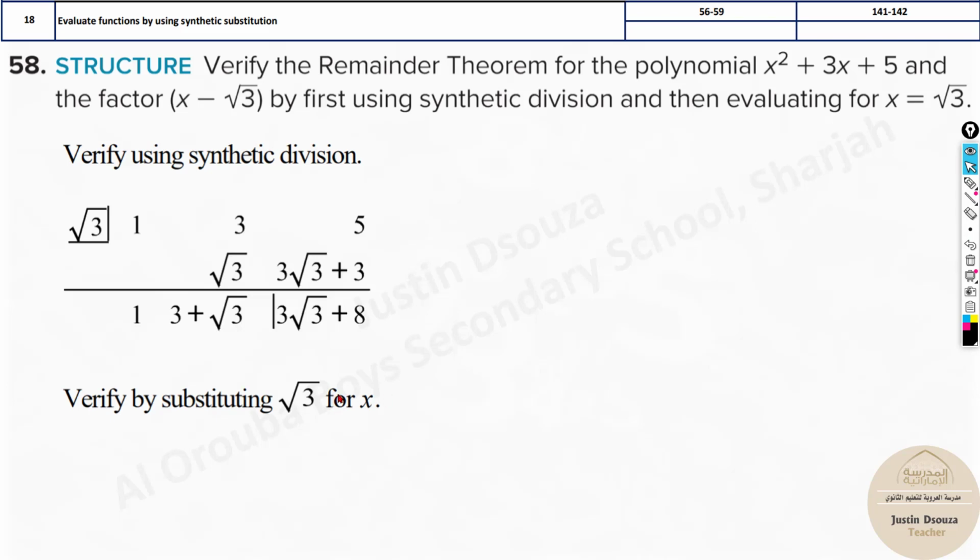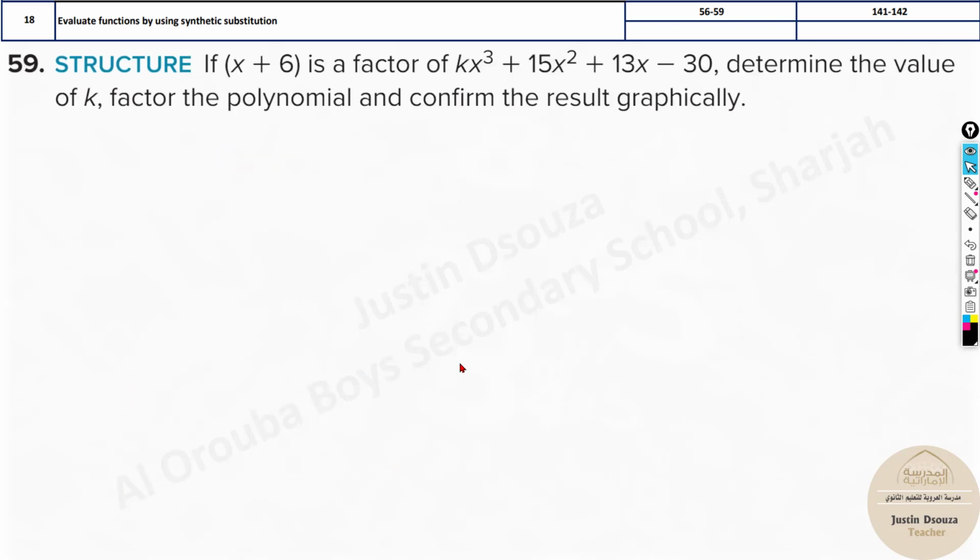And now you can verify by substitution. Substitute root 3 over here. You must get this answer. If you substitute, you will get it. In your calculator, you might get a decimal point. It's fine. Just check this and this will be the same no matter what. And now the last problem here.